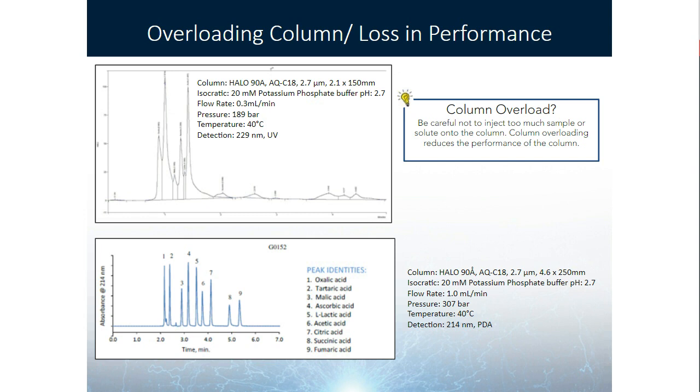But they were keeping the sample injection the same. So this is going to be a problem, especially when you move to smaller ID columns. The conditions were fine, everything was okay, but the customer was injecting way too much sample onto the column. You're going to see these peak broadening effects happen.